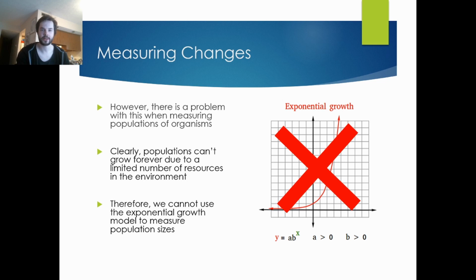We don't have enough natural resources. We don't have enough fossil fuels. We don't have enough clean water. We don't have enough this, and this. And that's why we can't use this to model population growth.